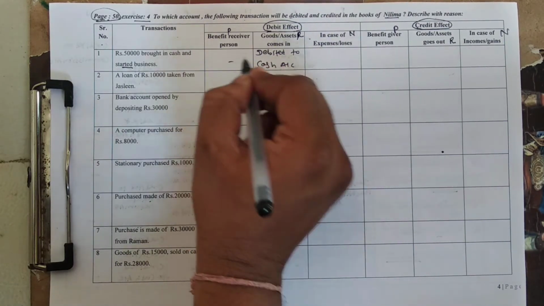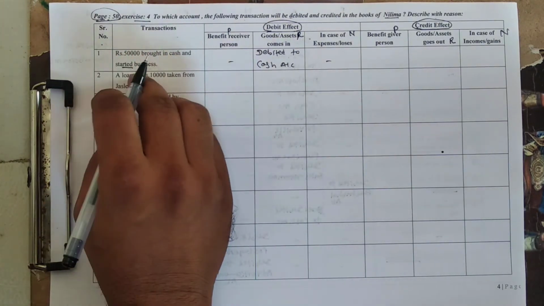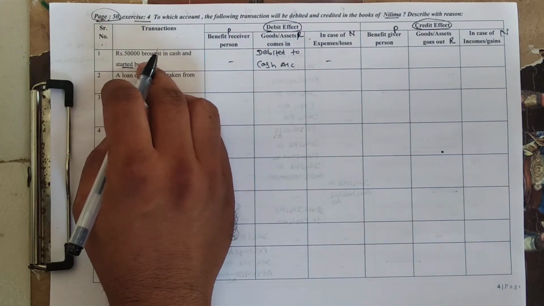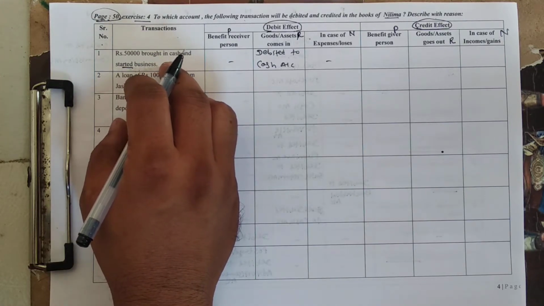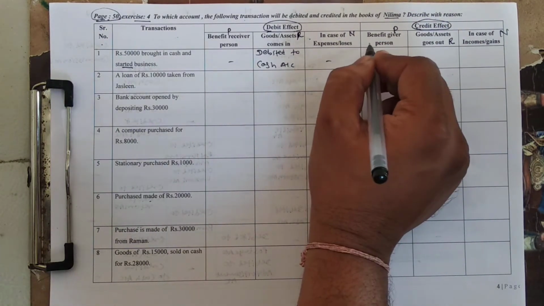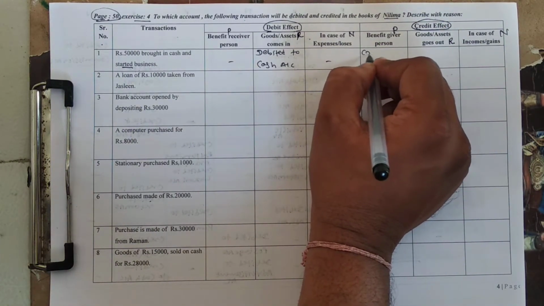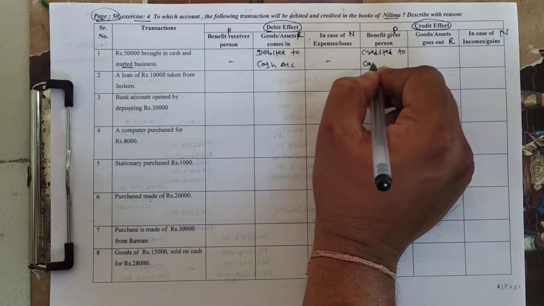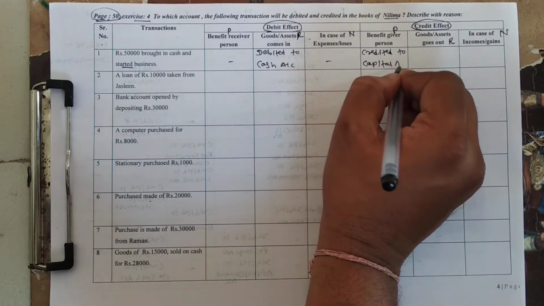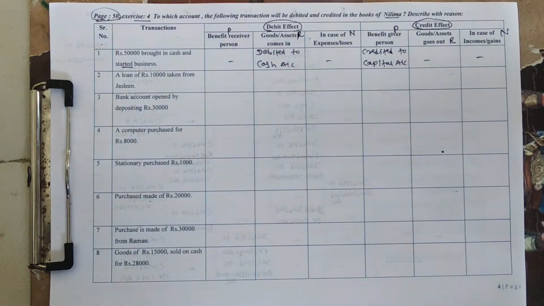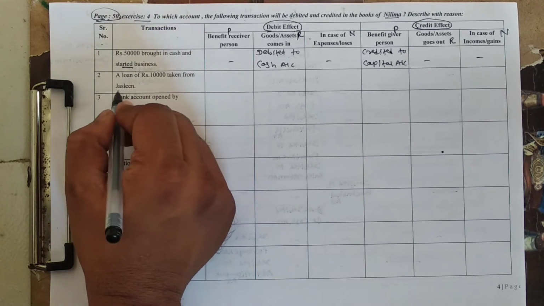And what will be the credit effect? What is the source of cash? Here the owner brought cash into the business. When the owner is the giver, credited to capital account, right? And the owner is a person, so credit effect in the personal account column. Credited to personal account, so credited to capital account. Understand?